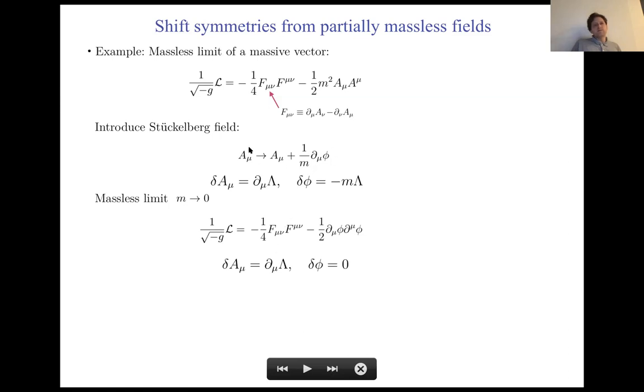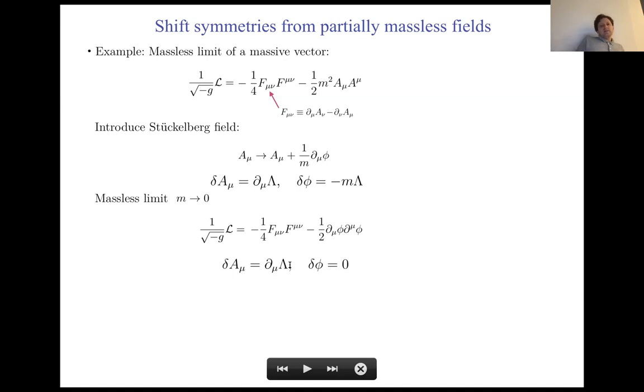We follow the standard prescription of introducing a Stuckelberg field by patterning it after the gauge symmetry that's broken by the mass. So we introduce a phi like this. Once we introduce this phi, we get a gauge symmetry, which is the usual one on A, and then a shift by the gauge parameter on phi. This lambda here is a gauge parameter. In the massless limit now, we recover an ordinary massless vector and an ordinary massless scalar, and the gauge symmetry in turn falls off of phi because of this m here. So we're left with no gauge transformation on phi and the standard gauge transformation on F.